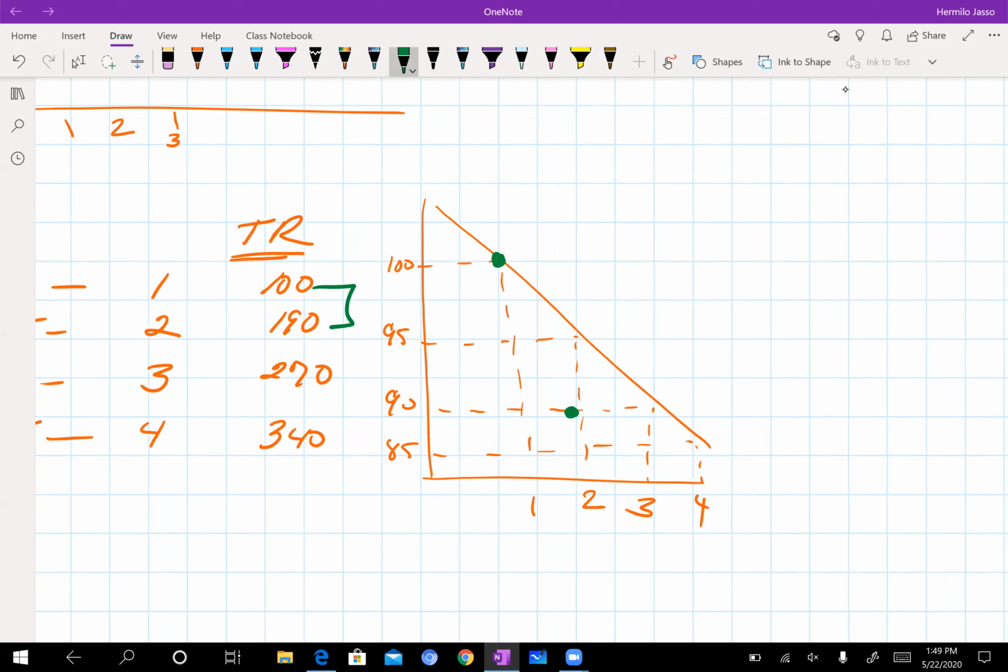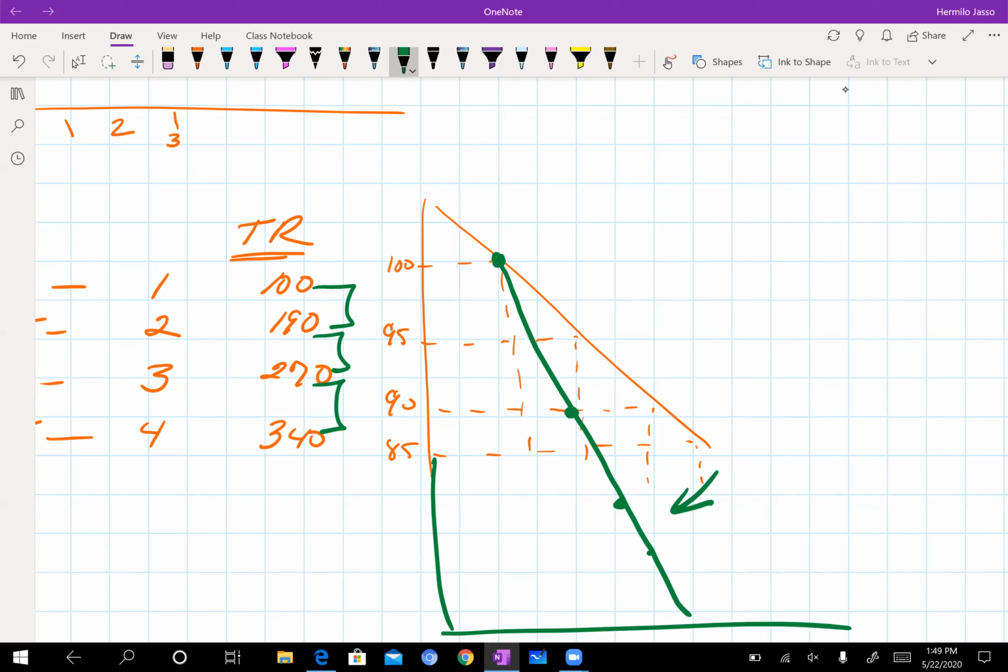How about the third unit? How much did it bring me? 80. 80, right? The graph is not to scale, you know, but it brought me somewhere right here, let's say 80. And then the next one brought me how much? 70. So as you can see, the marginal revenue curve always separates from the demand curve.